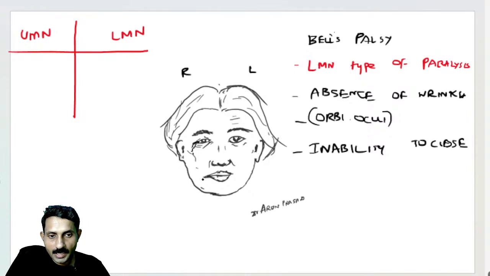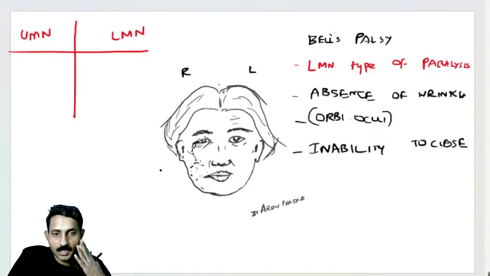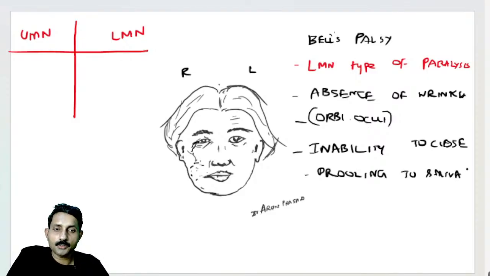Then there will be deviation of the angle of the mouth to the side. It will be like this. Especially in this part there is a muscle called buccinator, which helps in our chewing. If facial palsy is there, what will happen? He cannot chew. So there will be collection of food particles here, and drooling of saliva and inability to chew. All these features will happen in the case of Bell's palsy.